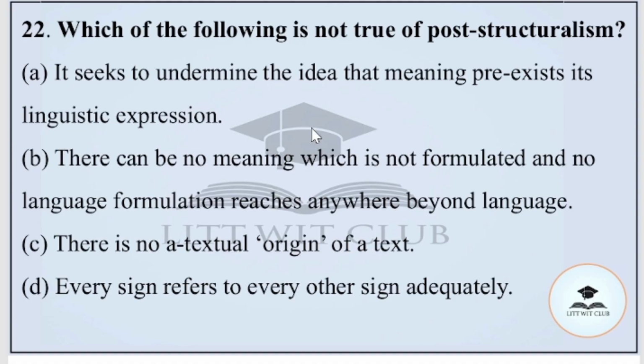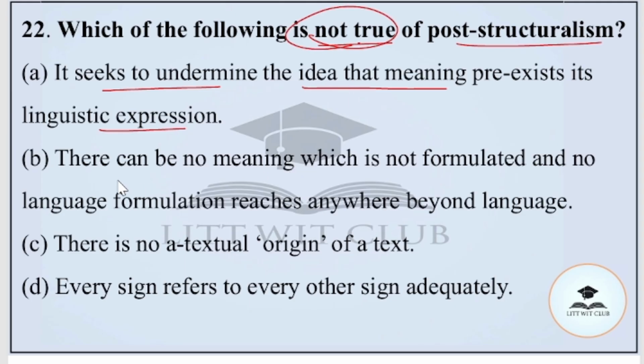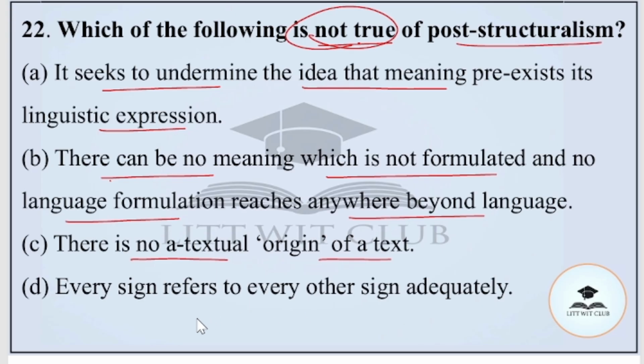Question number 22. Which of the following is not true of post-structuralism? Option A: it seeks to undermine the idea that meaning pre-exists its linguistic expression. We have to find out the one that is not true. Option B: there can be no meaning which is not formulated, and no language formulation reaches anywhere beyond language. Or option C: there is no textual origin of a text. Or option D: every sign refers to every other sign adequately. And the odd one out is option number D.